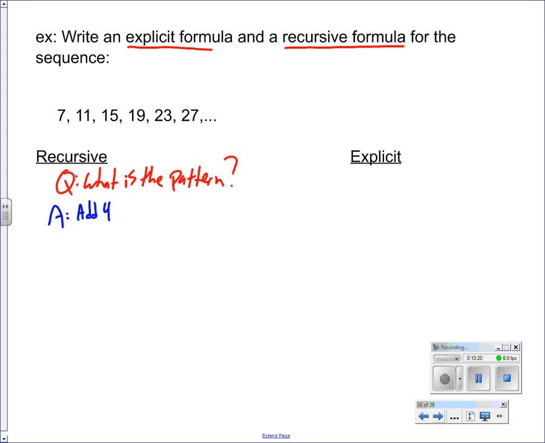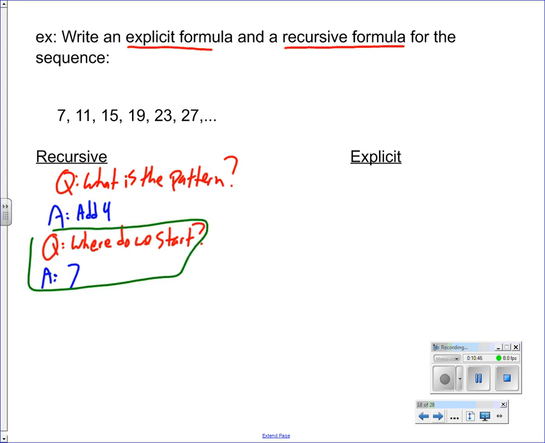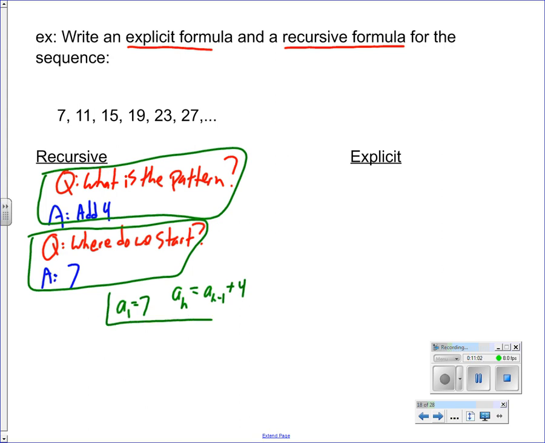Right, so that's one of the pieces we need for recursion. The other thing we need to know for recursion is, where are we starting? Right, what's the first term? What is A1? We look at this sequence here, it's starting at 7. And so that's everything I need to write my recursion equation. From this bottom piece, I know A1 is 7, and from this top piece, I know to find AN, I'm going to take AN minus 1 and add 4. And this is my recursive formula.